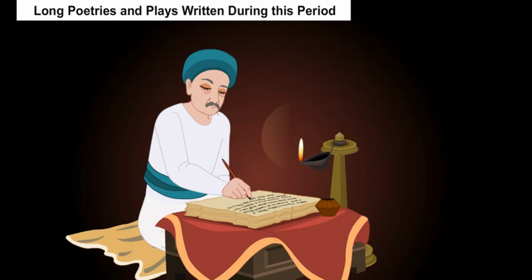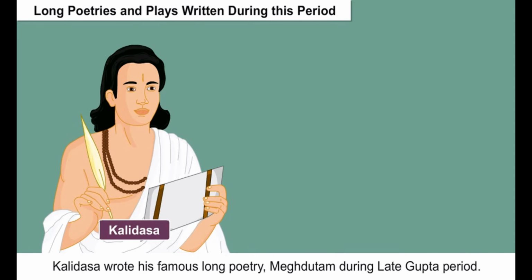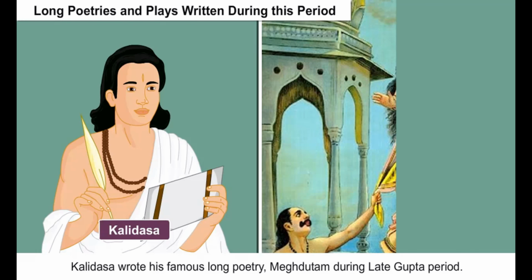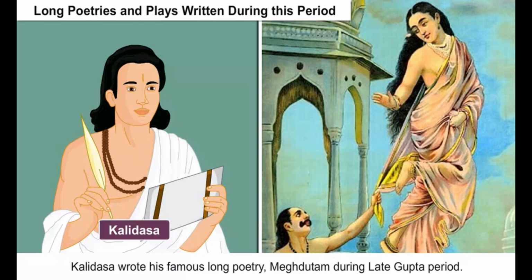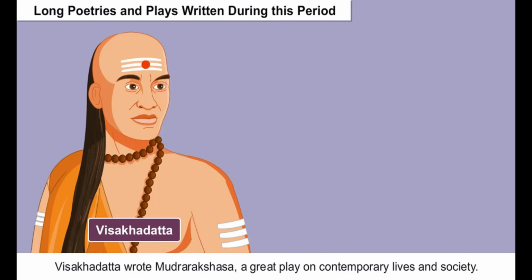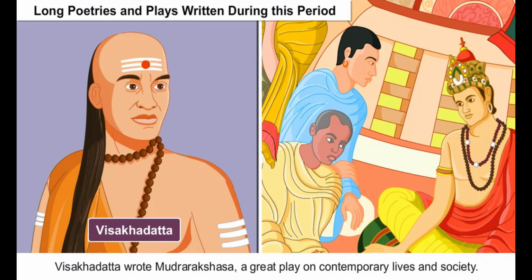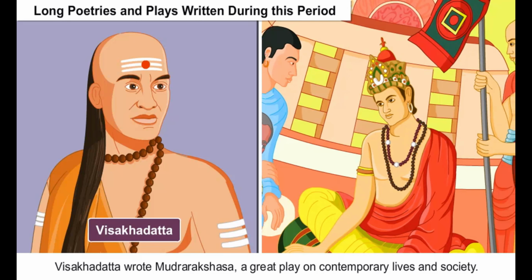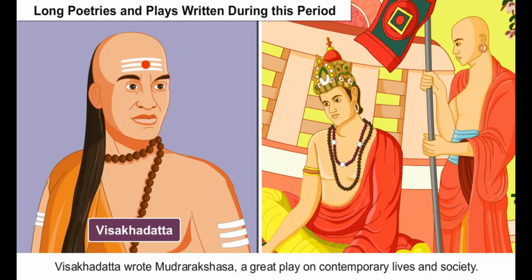Long poetries and plays written during this period. Kalidasa wrote his famous long poetry, Meghadutam, during the late Gupta period. Vishakhadatta wrote Mudrarakshasa, a great play on contemporary lives and society.